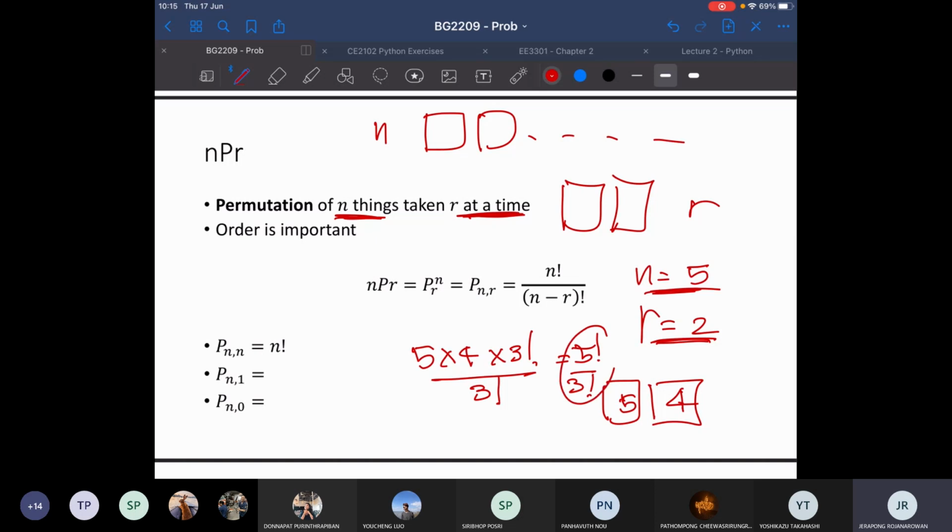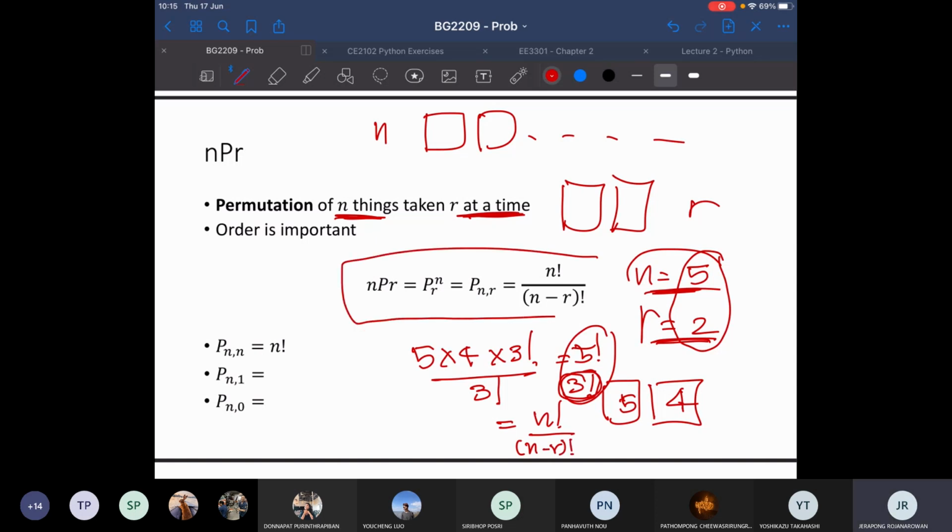And if you think about this one, what's going to be? 5 factorial is n, right? So it's n factorial. How do you get number 3 factorial? 3 is from here, right? 5 minus 2 factorial, which is n minus r factorial. So this one is called NPR. You have n objects, but you arrange only r of them.